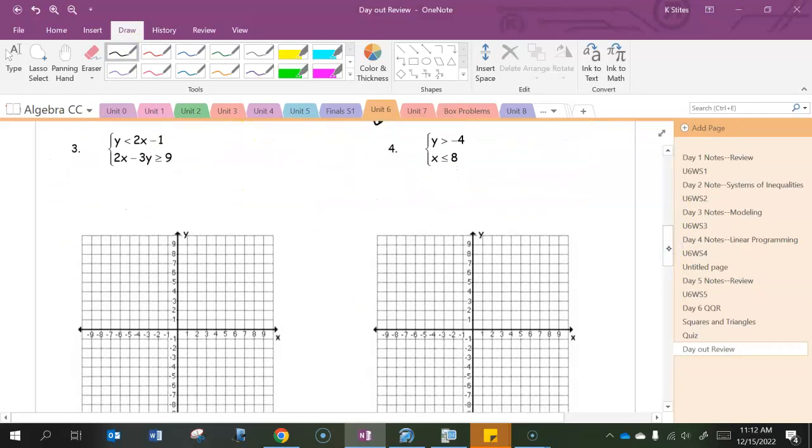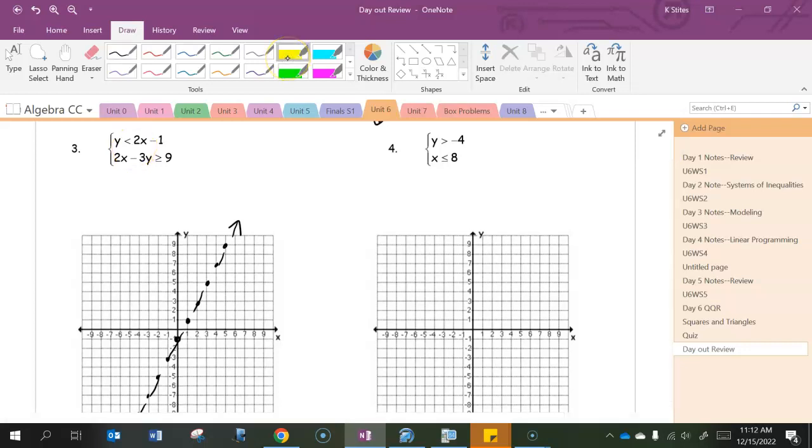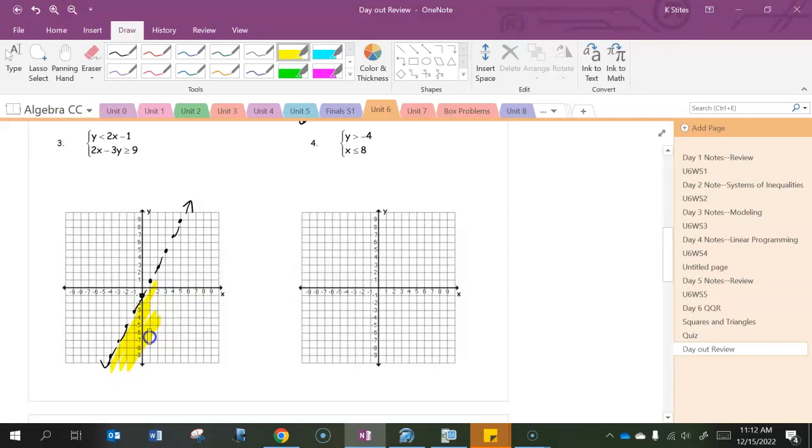All right, number 3, our first one is already in slope-intercept form, so we can graph right away. Go ahead, y-intercept at -1. We're going to go up 2, right 1. And this line will be dotted because I have the less than here. There's no equal to, so make sure you dot it. And it is a less than, so I will be shading down. So again, here's my line. I go down below, and that means we're really like on this whole right side of the line.